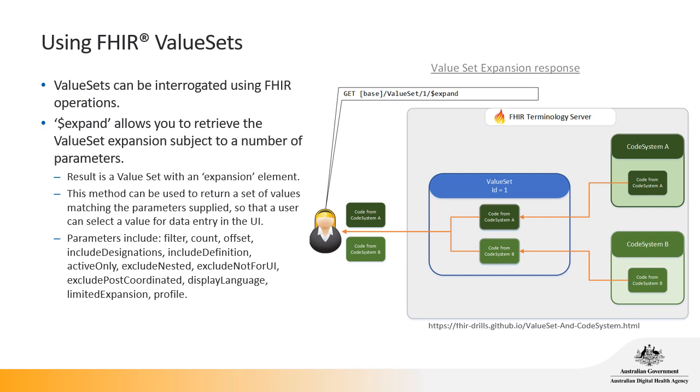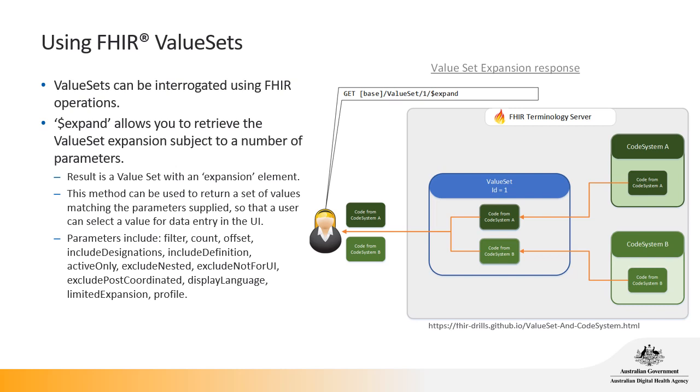Now for some examples of how value sets can be used. Value sets can be interrogated by using FHIR operations in an API client like Postman. The expand operation can be used to return a set of values matching a set of parameters supplied so that you can then go on to select a value for data entry in a UI.